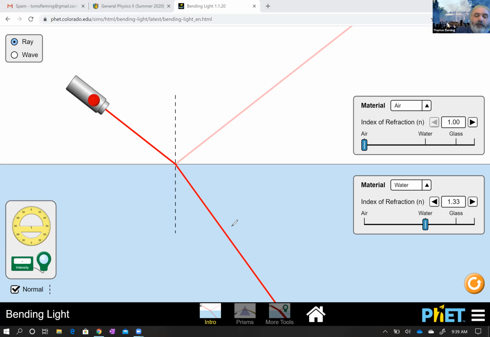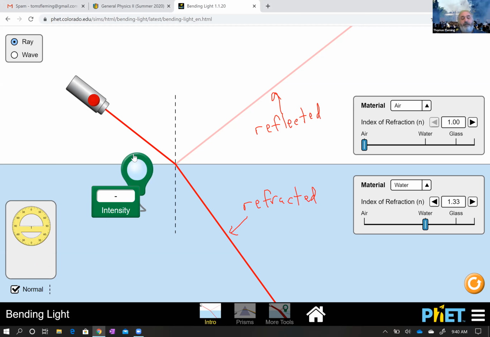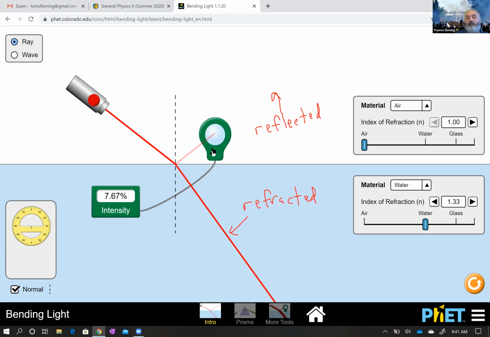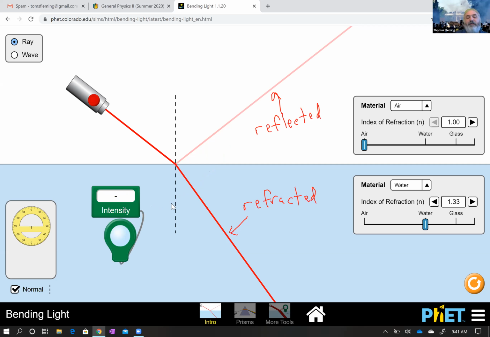You'll notice that I've got this little groovy intensity meter here, where it measures basically the brightness of the light, the intensity of the light. So out here, I have all the light, so the intensity of the beam is 100%. However, if I sample the beam here, you'll notice 92% of that light was refracted, and only the other 7.67% got reflected. So the vast majority of the light is being refracted in this case, and very little of it is being reflected. So it's probably worthwhile to ignore the reflected beam at first.